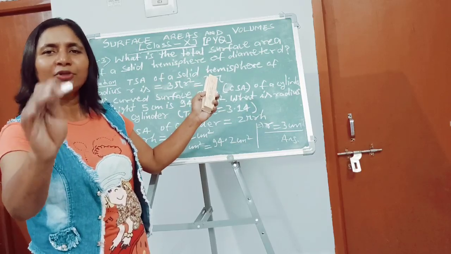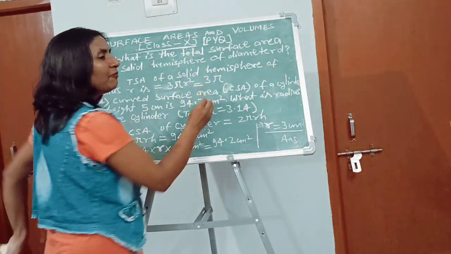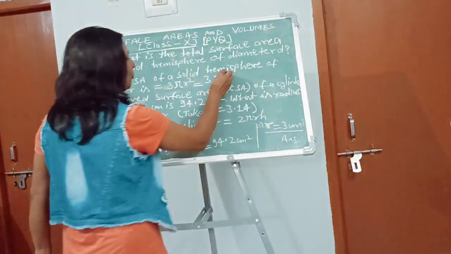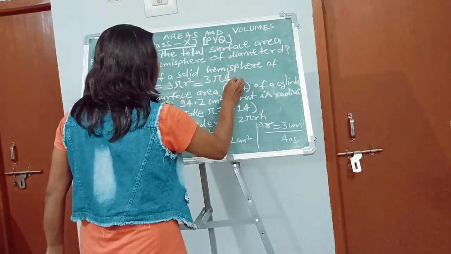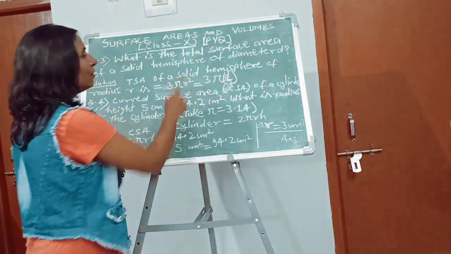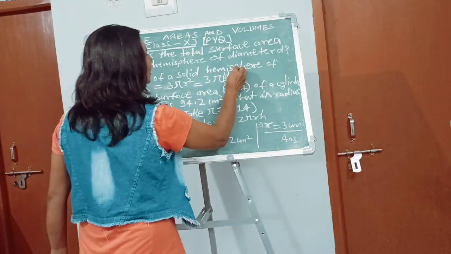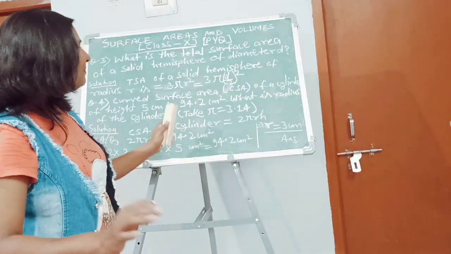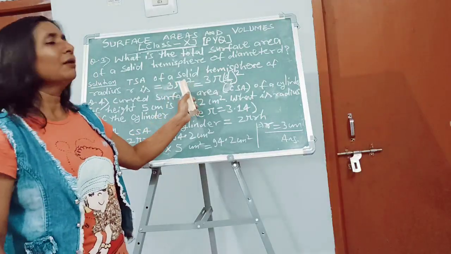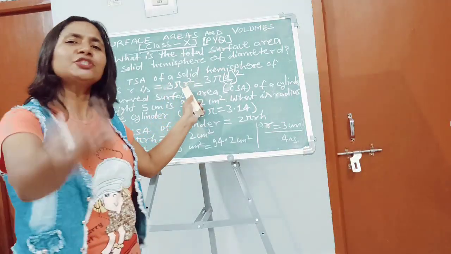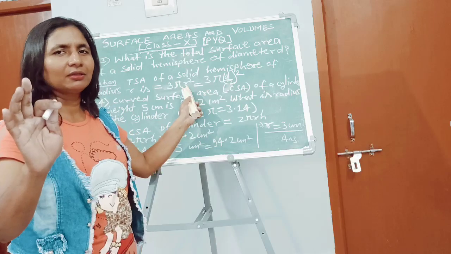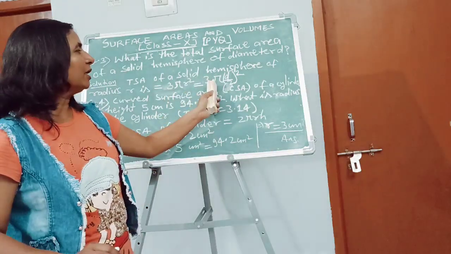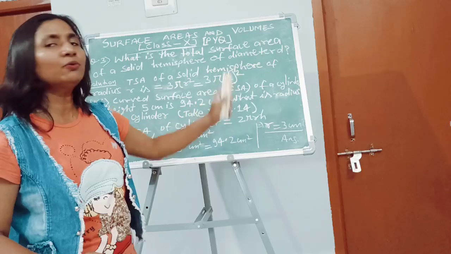Means r के बदले हम d लिखेंगे, ठीक है? तो r को हम d के फॉर्म में कैसे लिख सकते हैं? d by 2. And here it is square, so we have to put it like this. What I have done is nothing; we have written the same thing, but we have expressed radius in terms of diameter. That's why this converted into 3 pi into d by 2 whole square.